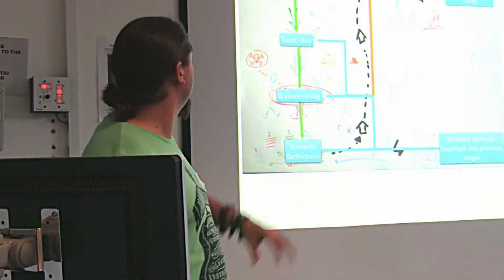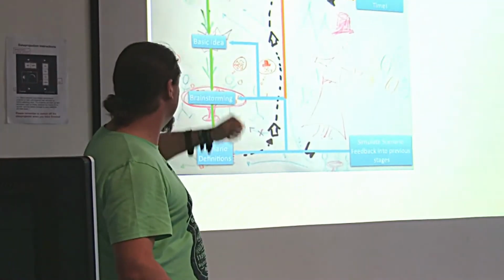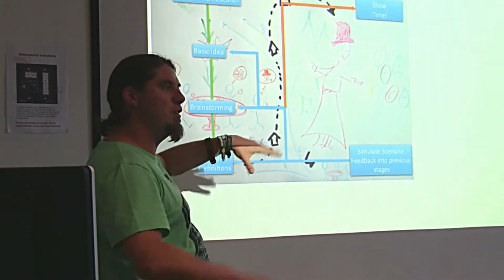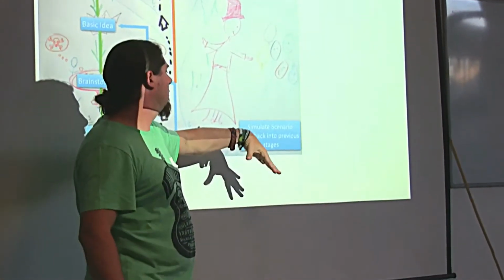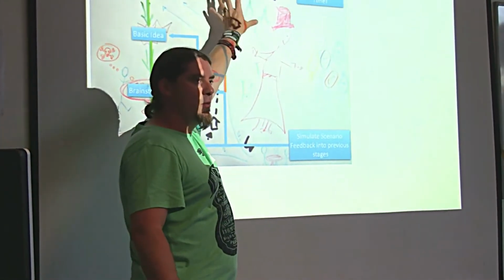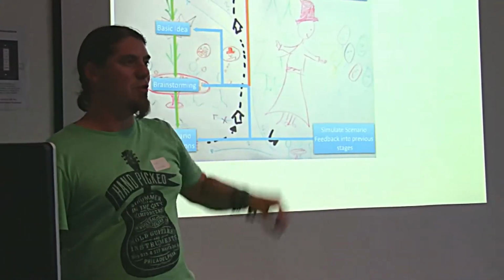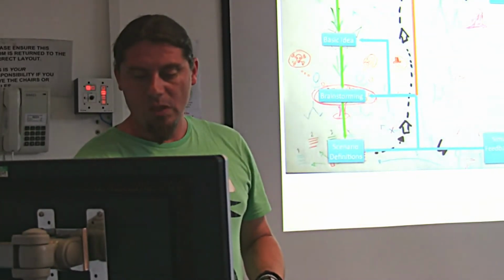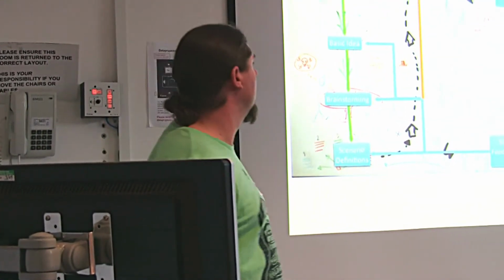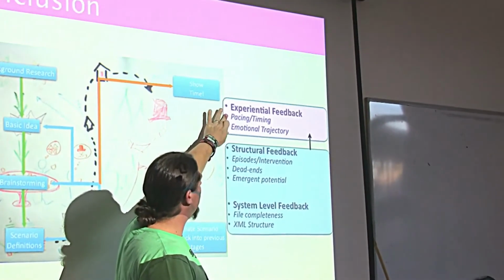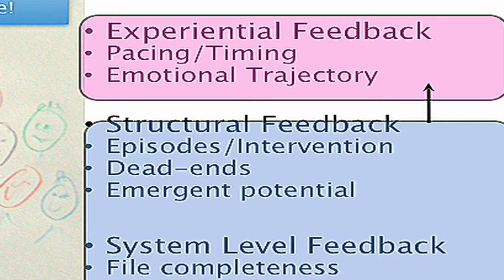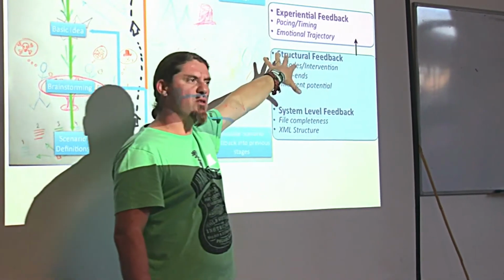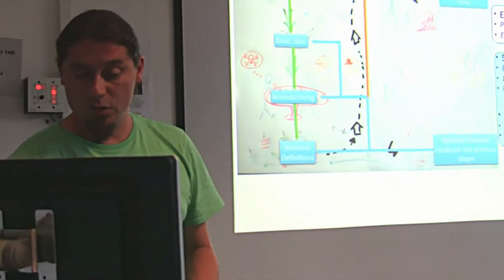So you go from developing your ideas, brainstorming how to do it, defining scenarios, not writing a scenario, but defining different scenarios that you're going to use, doing some simulation, a lot of feedback, and then building something you're quite happy with that's ready for user testing and user presentation. Basically, the author focuses on the experiential feedback, pacing, timing, the emotional trajectory, and lets the system do the rest. That is the more complicated stuff: getting the system to give you that kind of feedback in a way that is usable, and that's not quite easy at this stage.